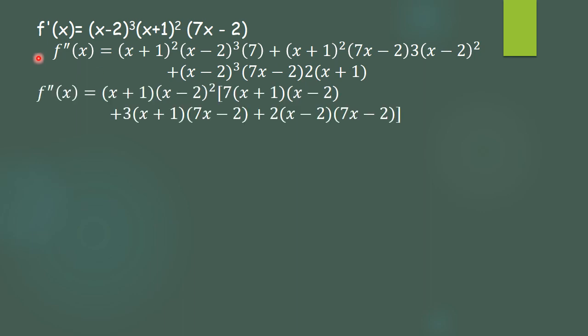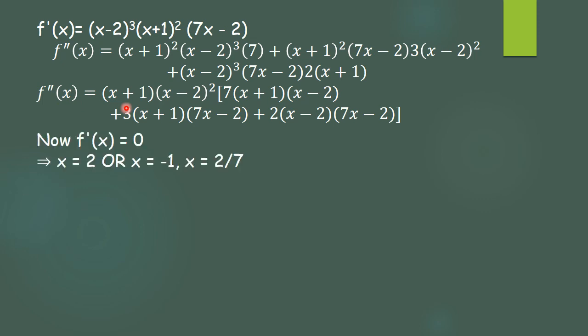Now what is common we can take: (x plus 1) and (x minus 2) square are common. So what is left is 7(x plus 1)(x minus 2) plus 3(x plus 1)(7x minus 2) plus 2(x minus 2)(7x minus 2). Now you can simplify this more, multiply and simplify, but we can keep it like this because ultimately we have to find out the values of f double dash, and it becomes easy.